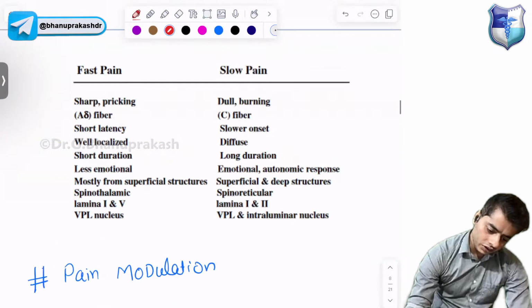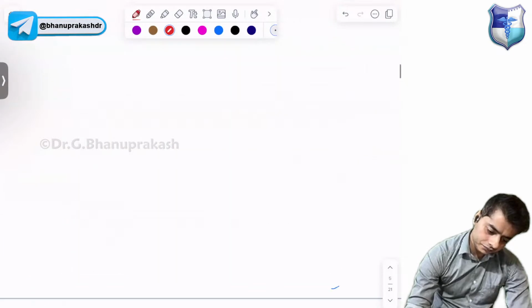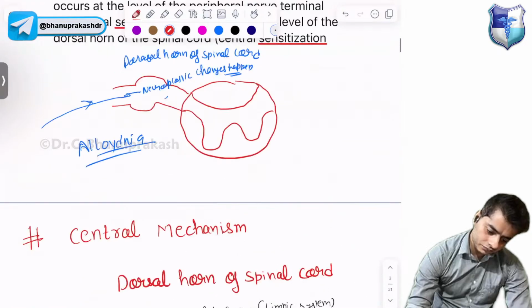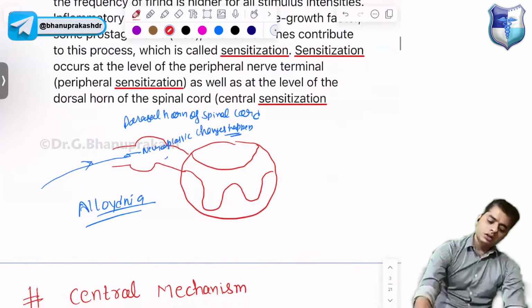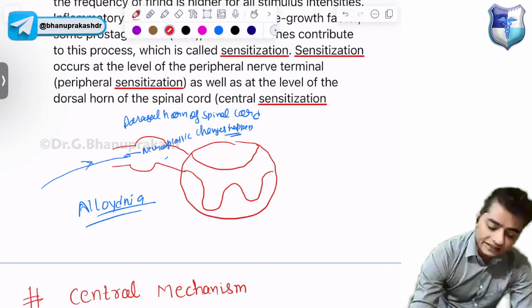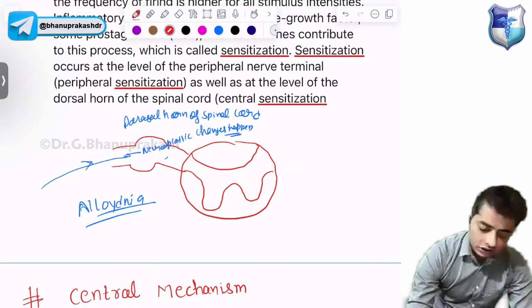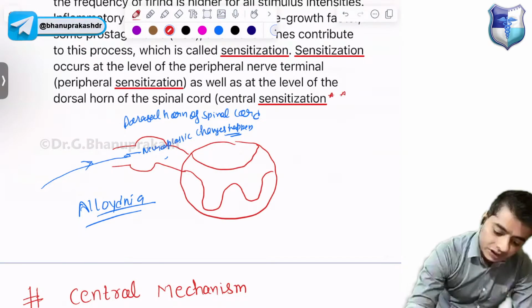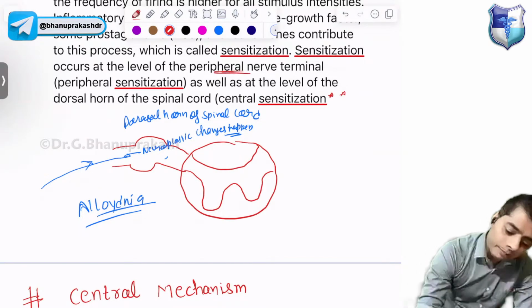We are going above. Here, it is clearly mentioned in Harrison that at the level of dorsal horn of spinal cord, there is central sensitization. Now, these all are MCQ questions. Peripheral sensitization is at the level of peripheral nerve. Okay.